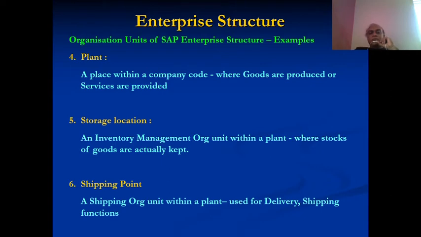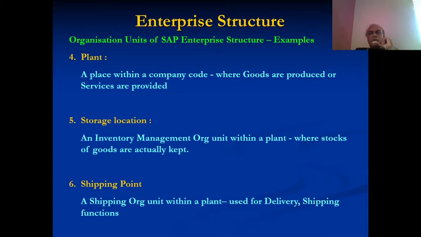Next comes plant. What is a plant? Normally, we understand plants to be the factories where the goods are produced. Well, that is true in SAP, but in SAP there is also another meaning. It's not necessary that goods should be produced; services can also be provided. For example, you are a forwarding agent or a logistics transporter. In that case also you have to create a plant if you are using SAP. Plant is used across all the modules. It's not just specific to MM. It is a logistics organization unit.